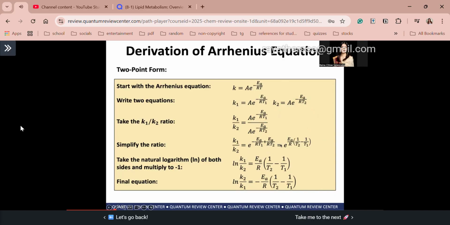So, E to the power of negative EA over RT1 plus EA over RT2 is just equal to this. So, simplify it through this equation. E to the power of EA over R times 1 over T2 minus 1 over T1. Correct, right, guys? Based on simplifying this equation. Now, let's take the natural logarithm of both sides and multiply by negative 1. So, ln K1 over K2 is equal to EA over R times 1 over T2 minus 1 over T1.